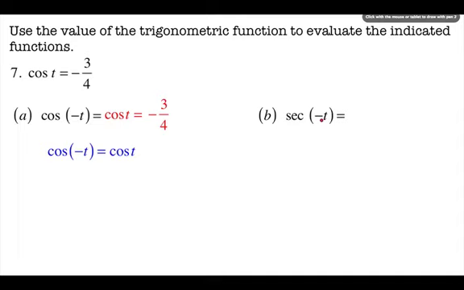Part B, secant of -t. You know that secant of -t is equal to positive secant of t. We know that cosine of t is equal to -3/4. So all we need to do is just take the reciprocal of cosine of t, and that's how we end up with -4/3. Moving on to the next slide.